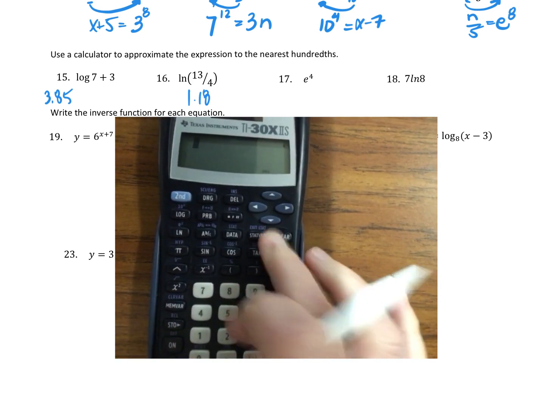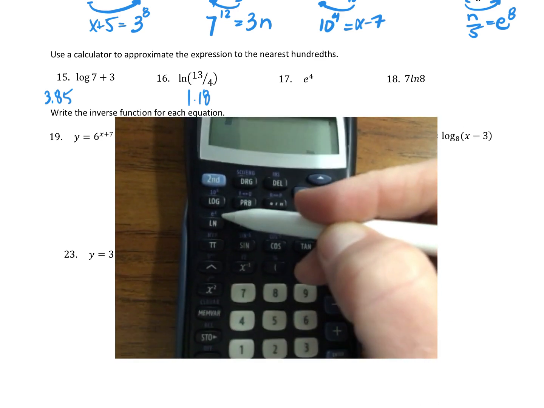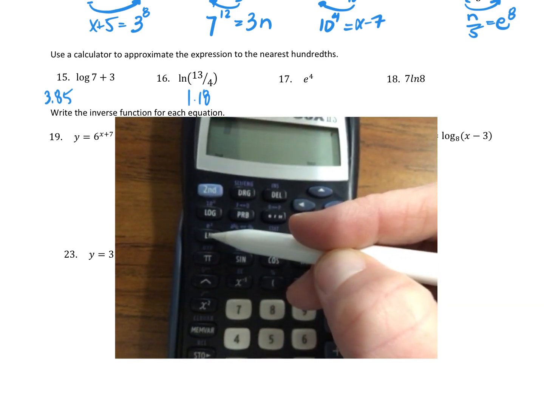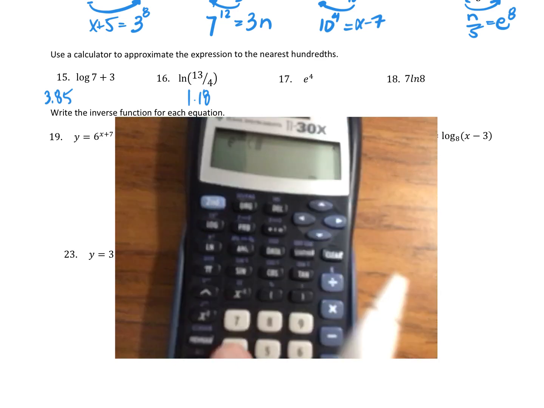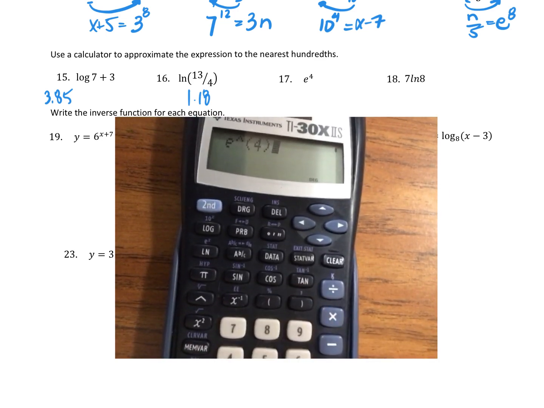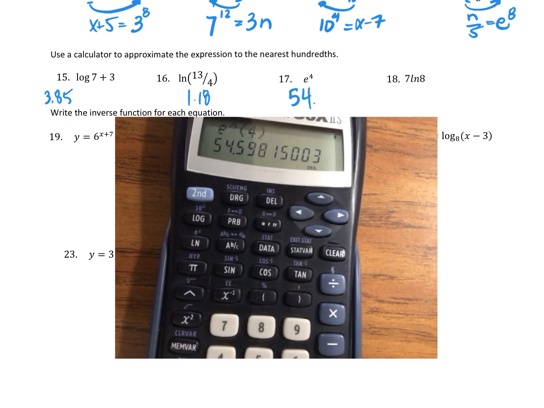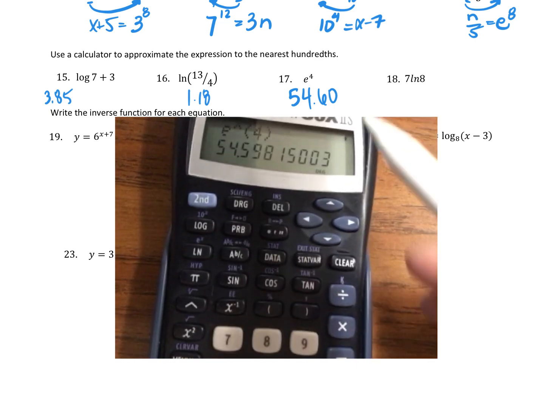17, e to the 4th. E is the inverse of ln. So you'll notice it's the second key there. There it is. So I'm going to do second ln. I get e to the power, and this calculator opens the exponent. To the 4th. You can close it if you want. 54.60, because it says to round to the hundredths.